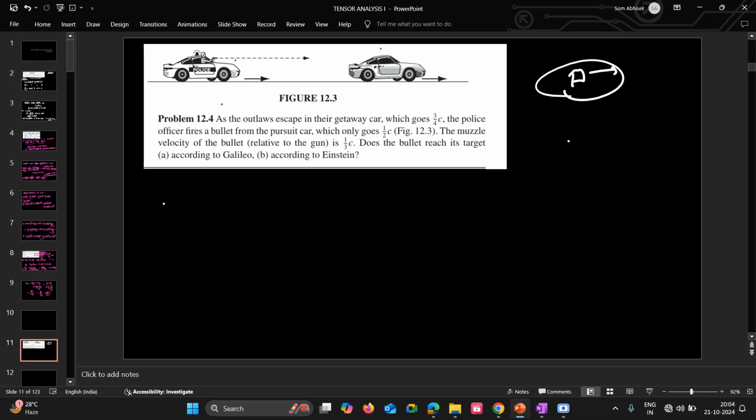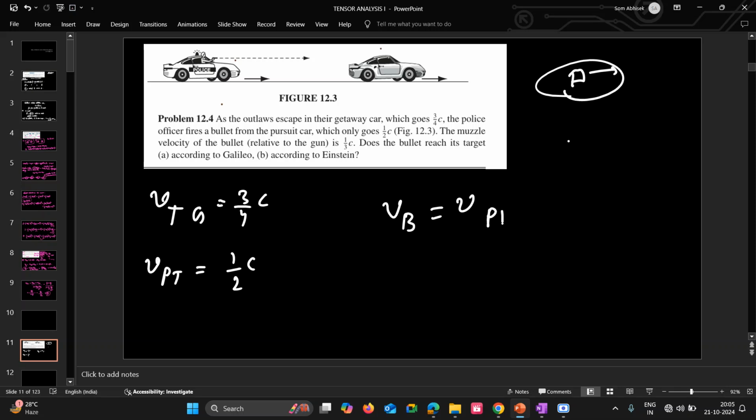Again, a very simple question. Suppose the velocity of the thieves with respect to the ground is 3 by 4 c. The velocity of the police with respect to the thief is 1 by 2 c, suppose. So we have to calculate the velocity of the bullet, again the same kind: VPT plus VTG divided by 1 plus this into this divided by C square.